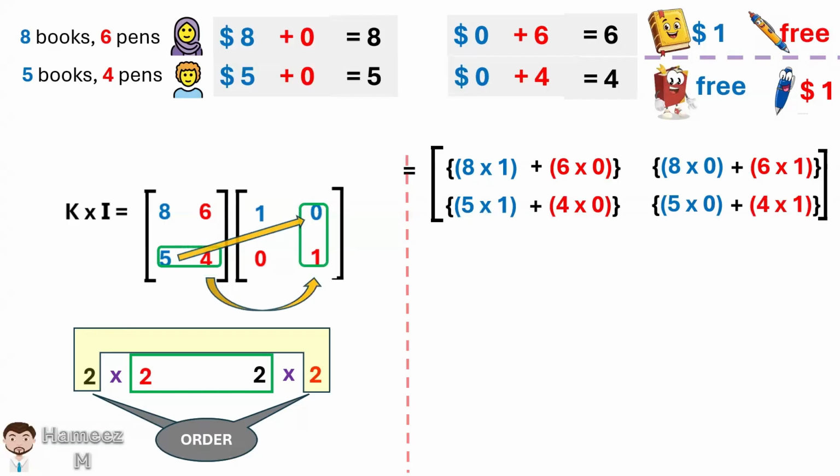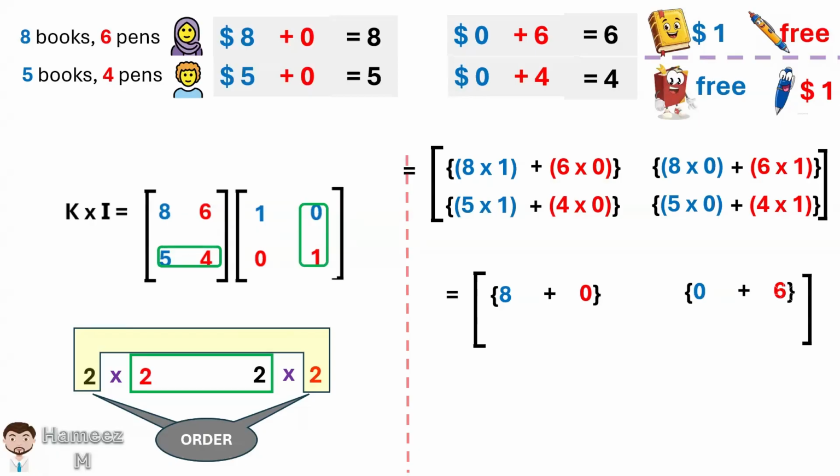So now we can simply summarize. 8 ones will give us 8. And then we have 6 zeros, which is 0. 8 free books is 0, and 6 pens at $1 is $6. 5 at 1 for Liam is 5. And 4 free pens, that will be 0. And 5 free books if you go to the second bookstore, and 4 pens at $1.